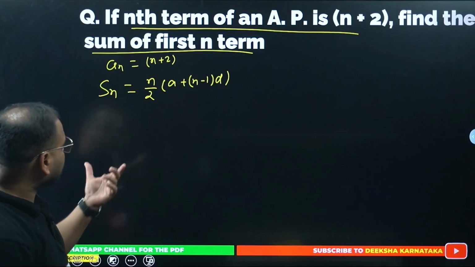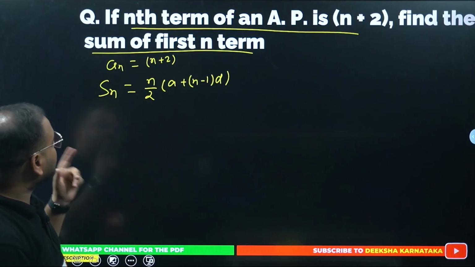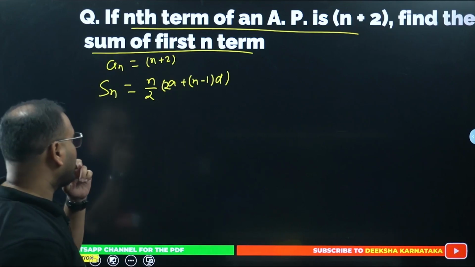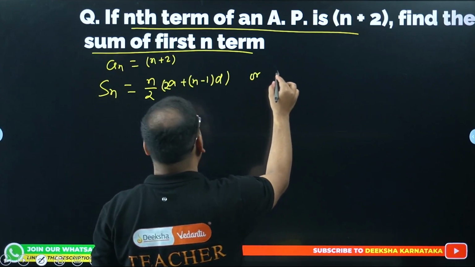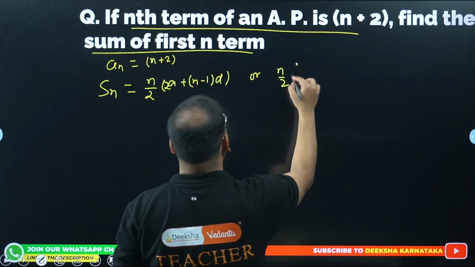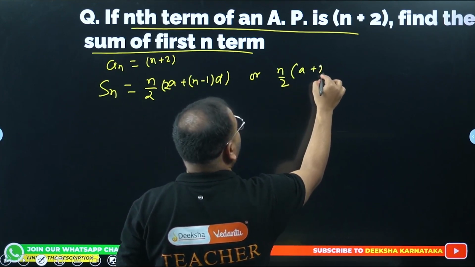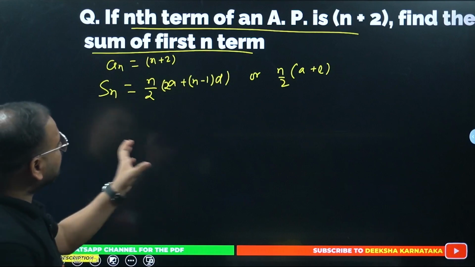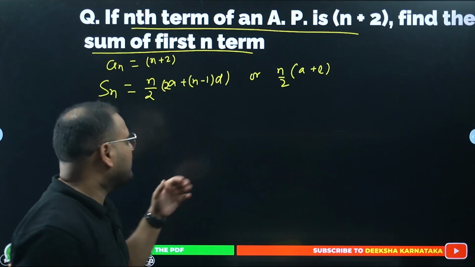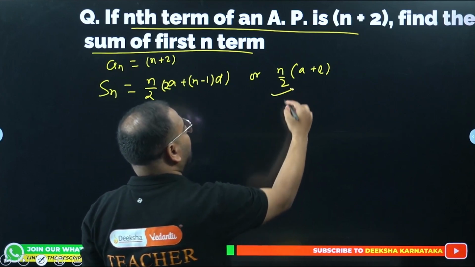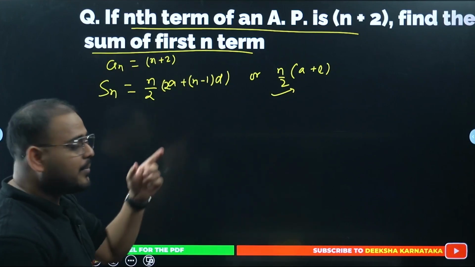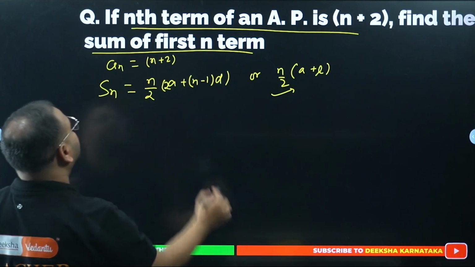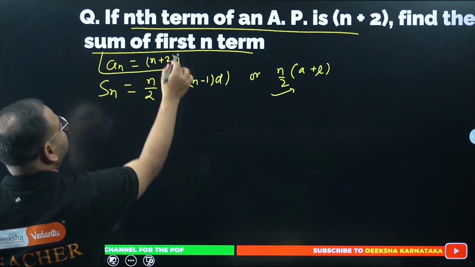Okay, sir. Great. So, sorry, I missed it: n by 2 times 2a plus n minus 1 times d. Or we also have another formula, n by 2 times a plus l. But sir, we don't know a, we don't know d. So we can use both the formulas here, but this looks simpler to me. Why simpler? Because l is nothing but my nth term, and they have already given my nth term, n plus 2.